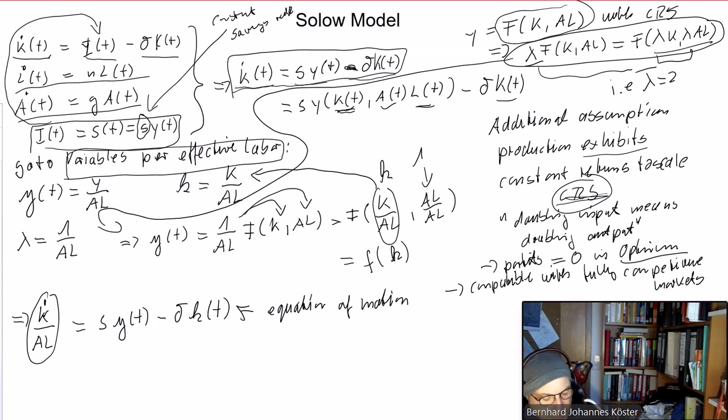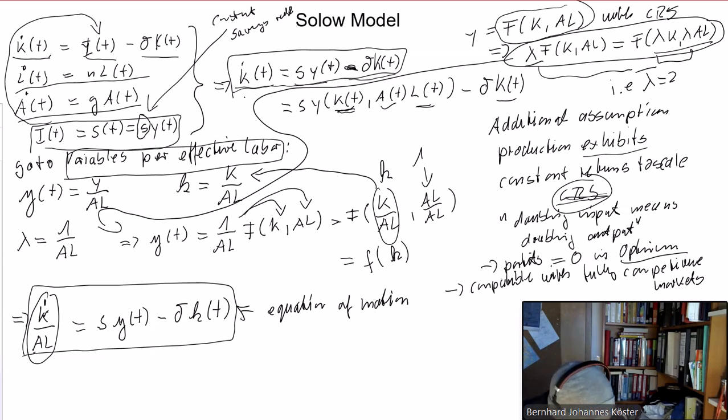Okay, and if we divide both sides of our equation by A times L, we ended up last week with K dot over AL and s times, and now I go to small variables, so y equals capital Y over AL and small k equals capital K over AL.